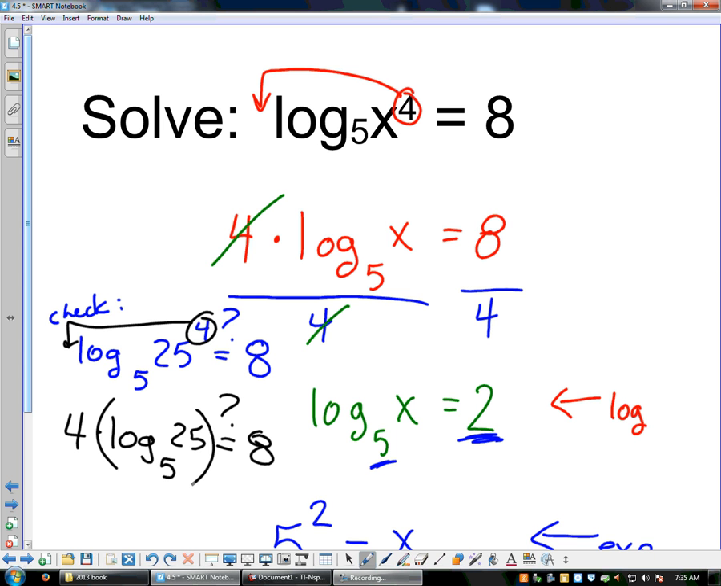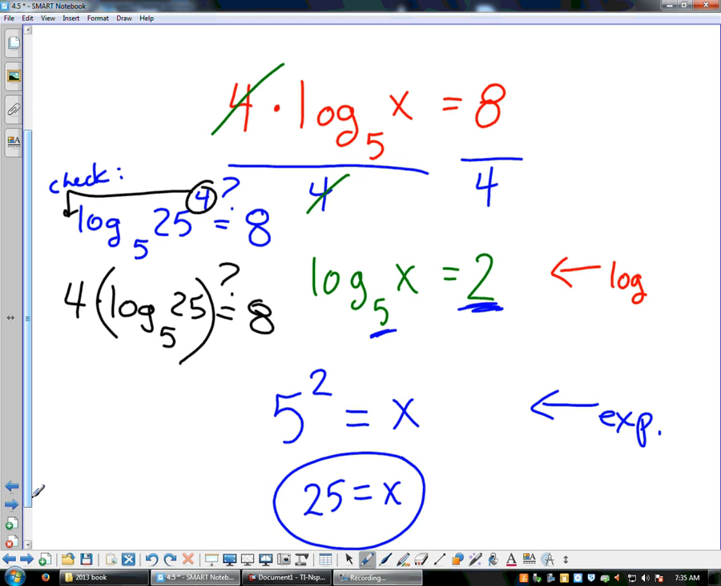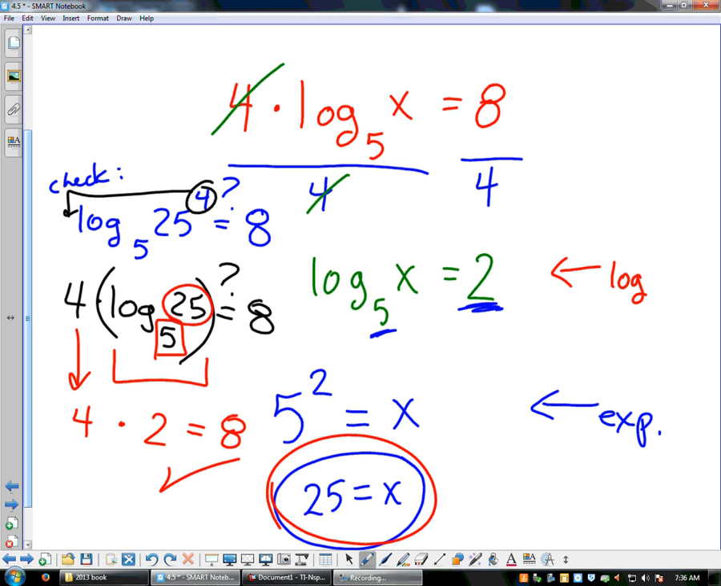Well, what is log to the base 5 of 25? Remember, even without a calculator, you can do this one, because this is really saying 5 raised to what mystery power is going to give me 25? And the answer is 2. So log to the base 5 of 25 is really just equal to 2. And 2 times the 4 from right here is equal to 8. So it does work. We like 25 as our solution.